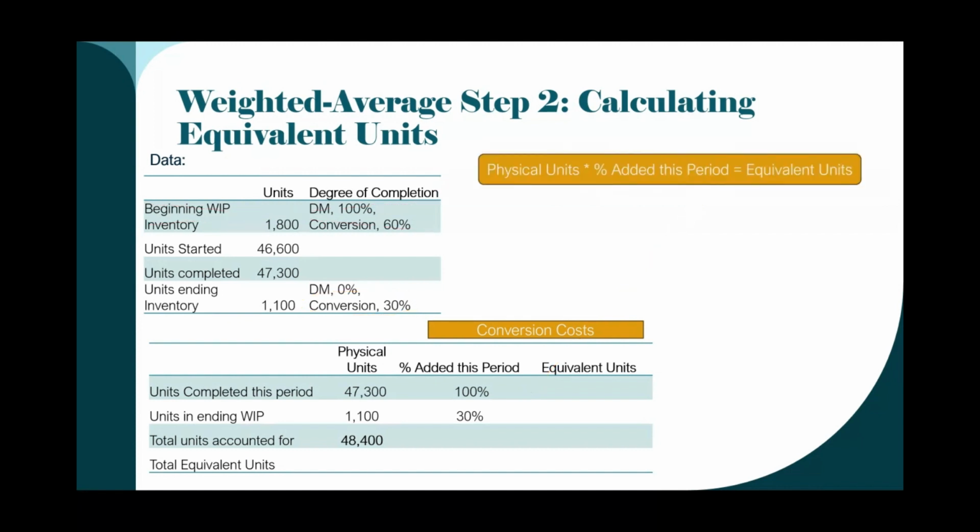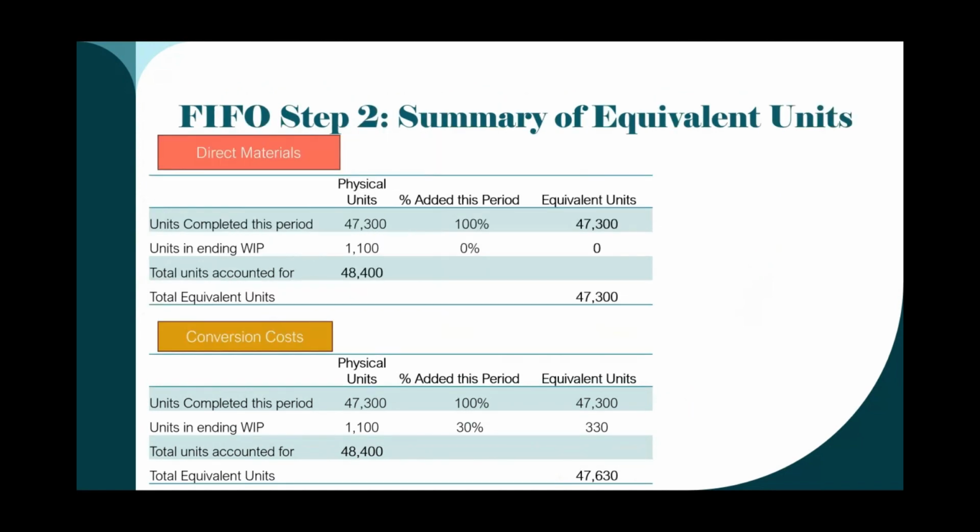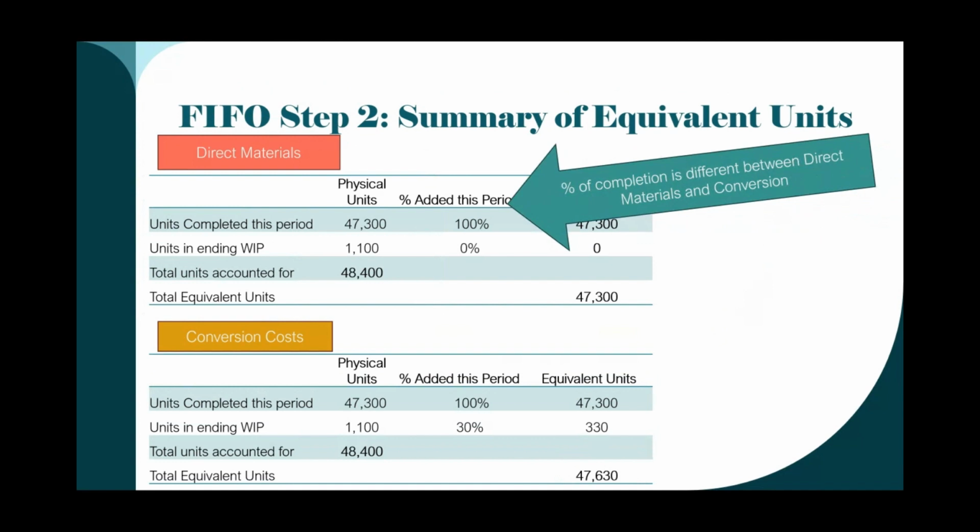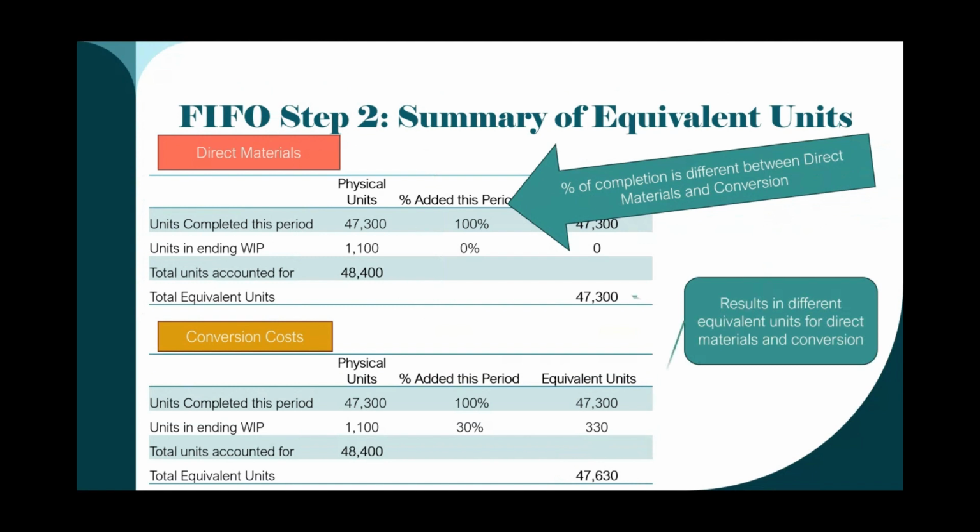Next, we calculate our equivalent units by taking the physical units times the percent added during the period. We multiply it out and we see that our equivalent units for conversion costs are 47,630. Now I want to point out just one more time that because these percentages of completion are different between direct materials and conversion, we end up with 2 different sets of equivalent units for our calculations.